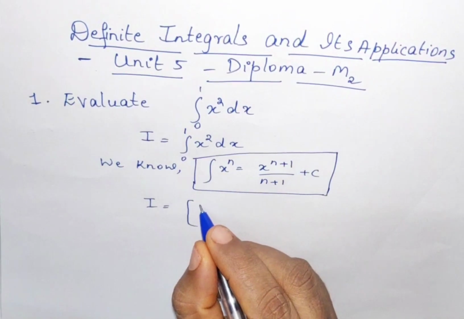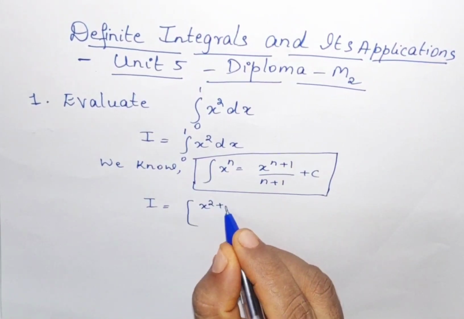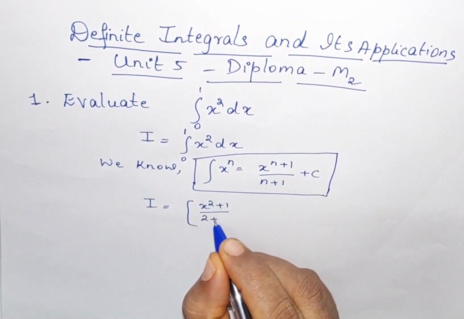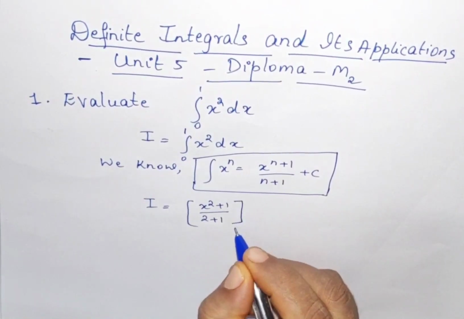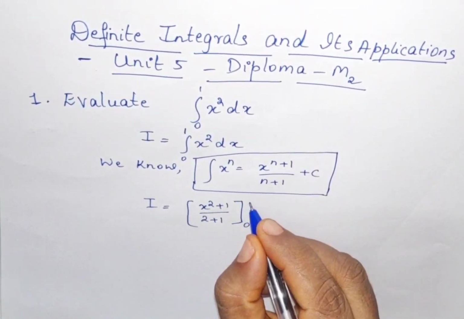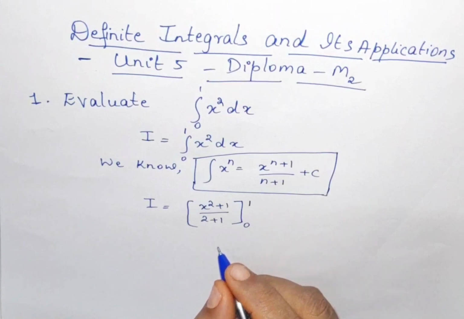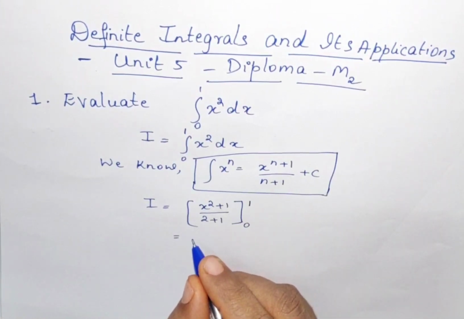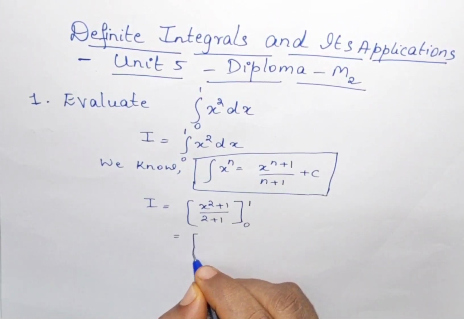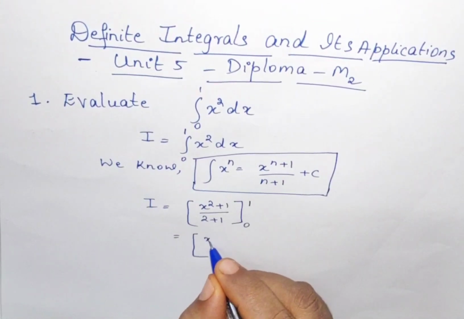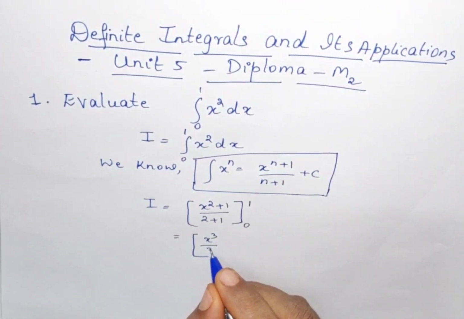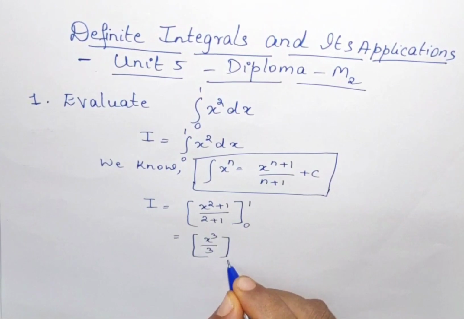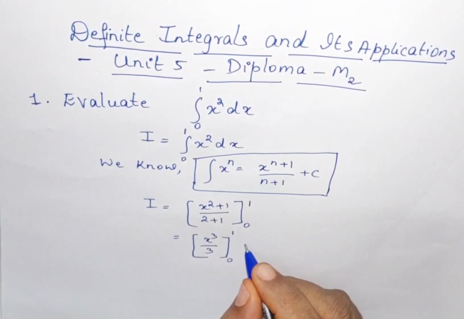x square is x to the power of 2 plus 1 by 2 plus 1 because our n is 2 here. So we can write x square as x to the power 2 plus 1 by 2 plus 1, and the lower limit is 0 and the upper limit is 1. Now x to the power 2 plus 1 is x to the power 3 or x cube divided by 3, and let us write the limits 0 to 1.